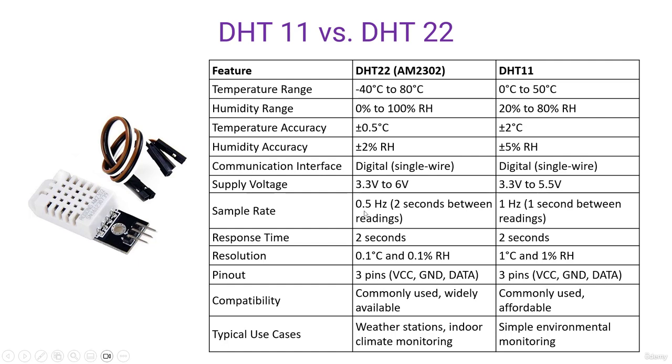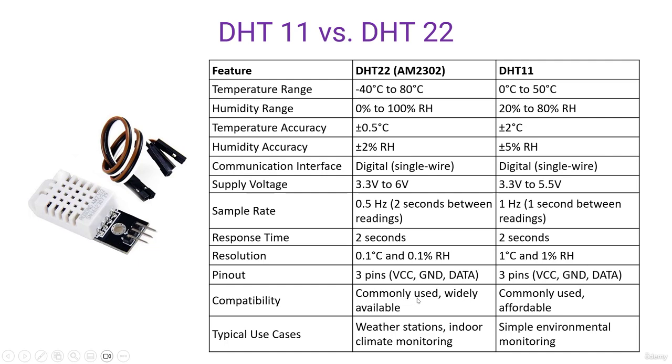Sampling rate is 0.5 Hz, that means 2 seconds between readings. And for DHT11, it is faster, 1 second between readings. Response time is 2 seconds for both. Resolution is 0.1 degree centigrade and 0.1% RH. But the DHT11 has lower resolution, that is 1 degree centigrade and 1% RH. Both have similar pins: VCC, ground and data pin.